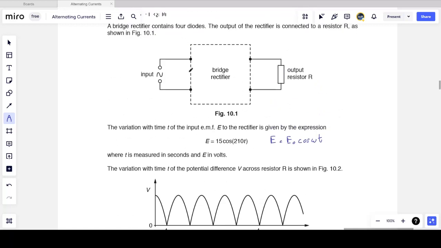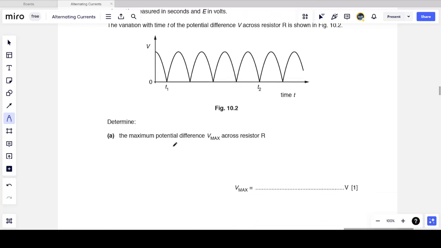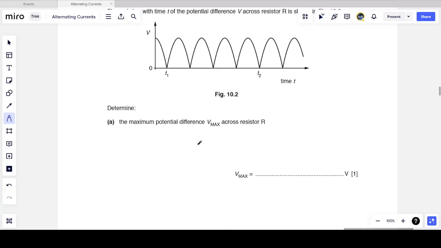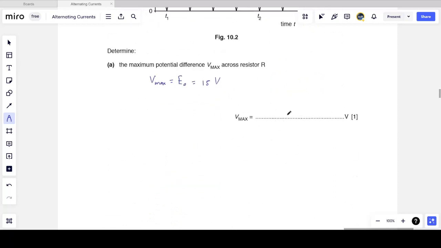And they didn't really draw what the bridge rectifier looks like with the diodes, but they just said it's somewhere inside there. And this is what the eventual potential difference across the resistor would look like. And they ask us to first find the maximum potential difference Vmax across the resistor. Well, Vmax will simply be the maximum EMF across the circuit. So Vmax is equal to E naught, which we can read off from the expression, is 15 volts, since E is 15 cosine omega t. And so this maximum potential difference across the resistor is 15 volts.